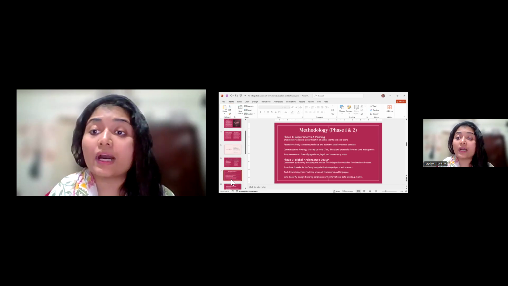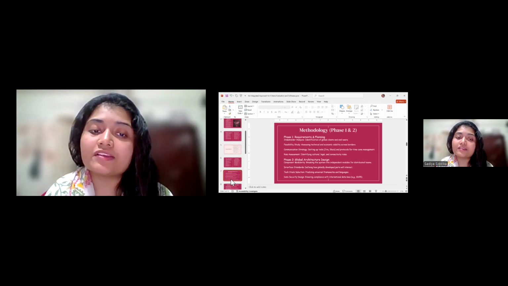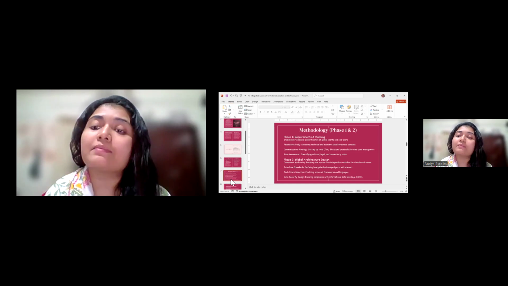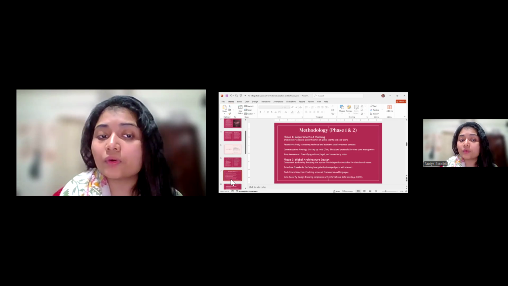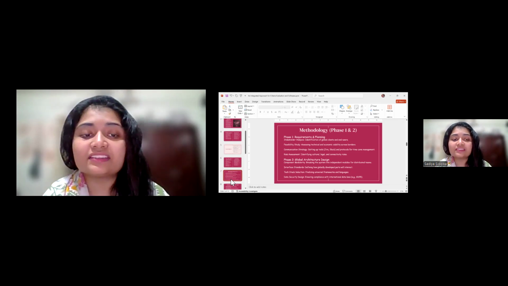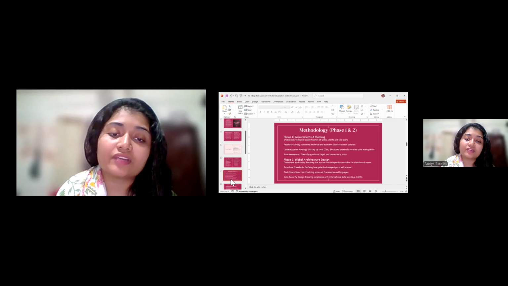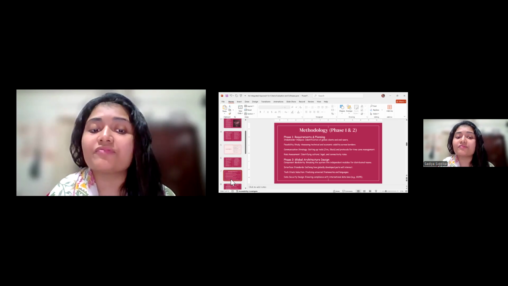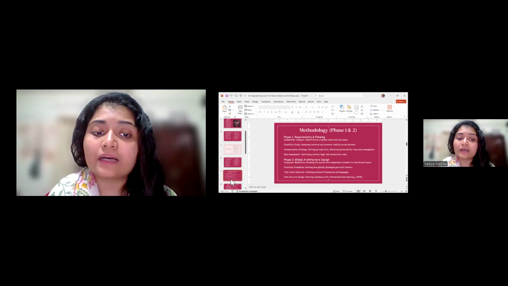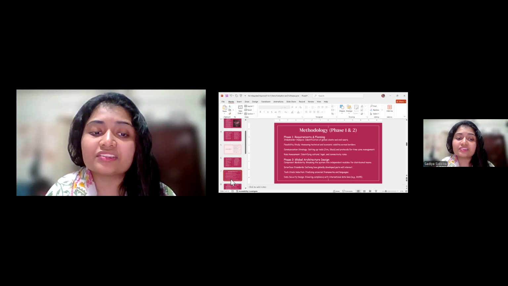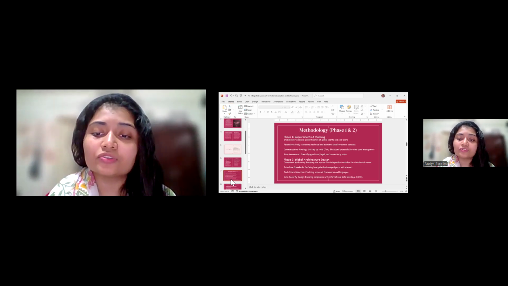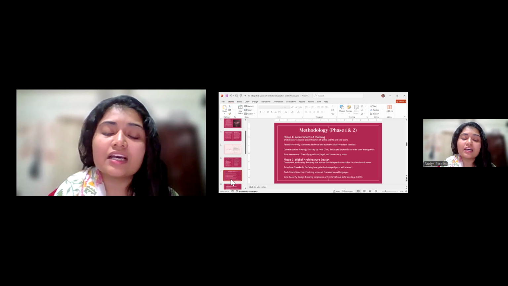The next slide is about methodology, phase 1 and 2. In phase 1, they have talked about requirements and planning, stakeholder analysis, feasibility study, communication strategy, and risk assessment. In phase 2, they have talked about global architecture design, which is component modularity, breaking the system into independent modules for distributed teams.